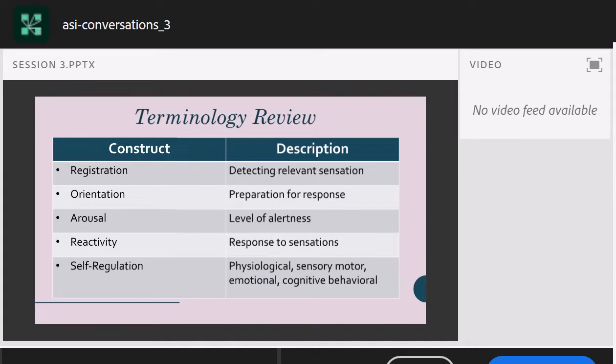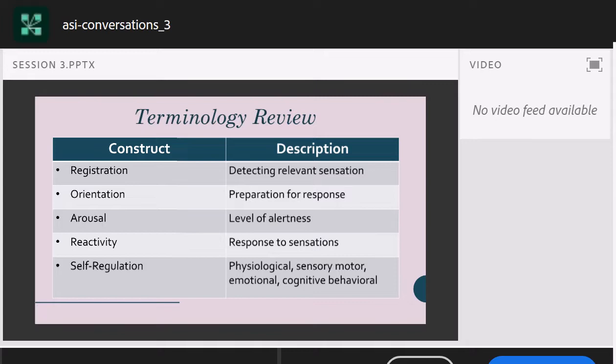Okay. So we're going to start with a little bit of a terminology review. If this is old hat for you, please bear with me for just a minute. If it is not so familiar, then it's just a little preparation for the rest of the lecture. On the left-hand side of your screen, you can see a number of terms related to sensory reactivity, and on the right, a description of those terms.